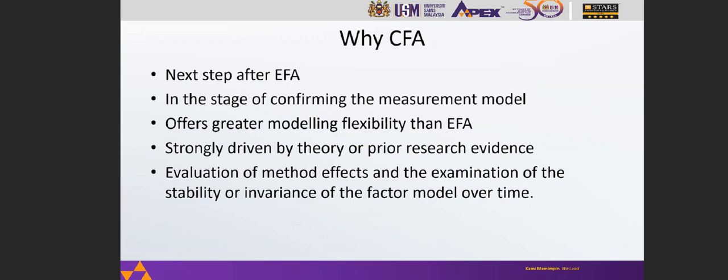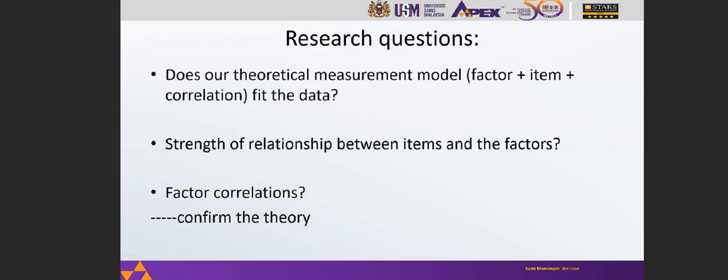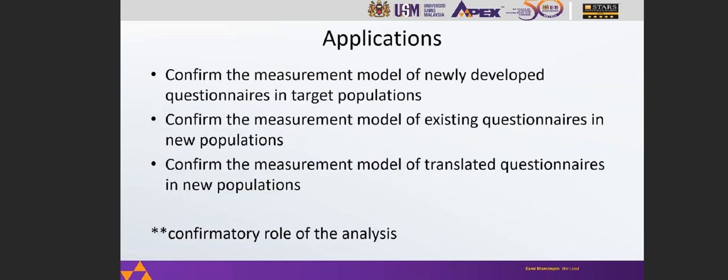It is strongly driven by theory, with evaluation of method effects and examination of the stability or invariance of the factor model over time. In EFA, sometimes when you do it for different populations, you might have different factors. But in CFA, we already decide this is the factor and we want to confirm: does our theoretical measurement model fit the data, and what is the strength of the relationship between item and factor? So we confirm the theory.